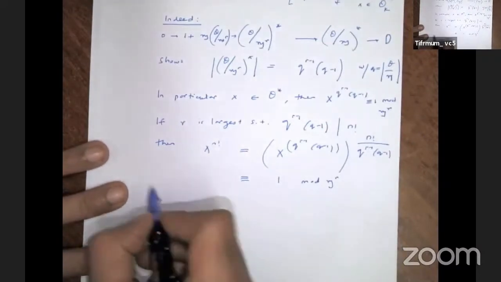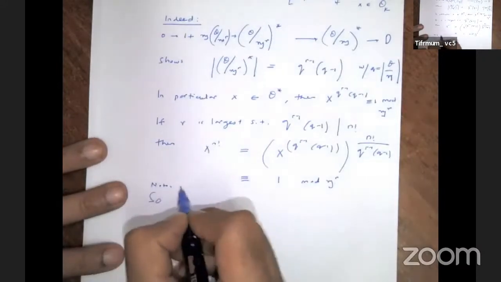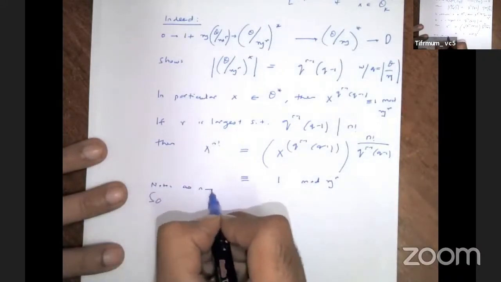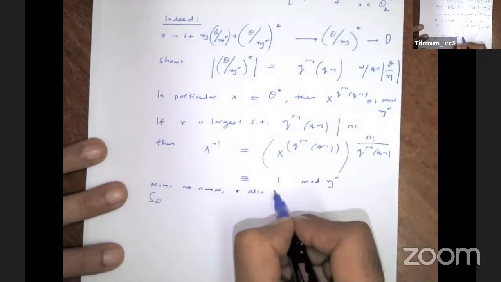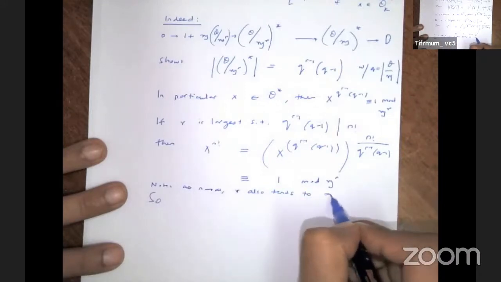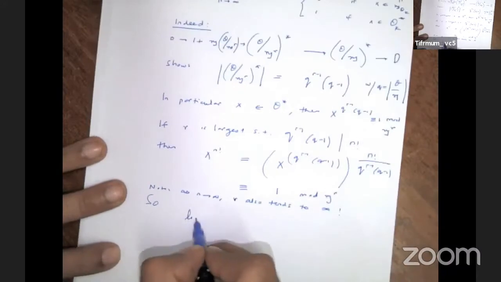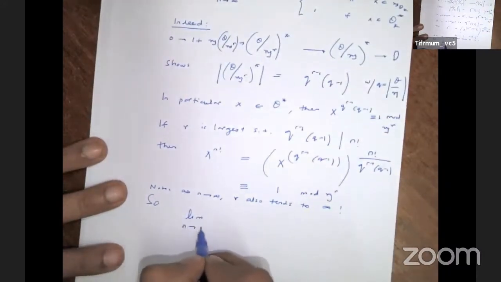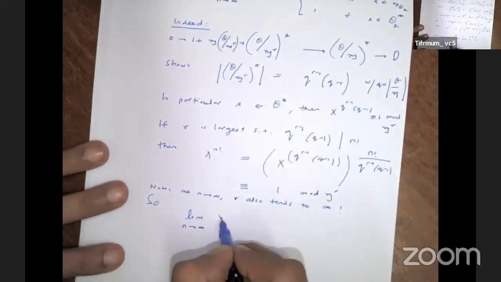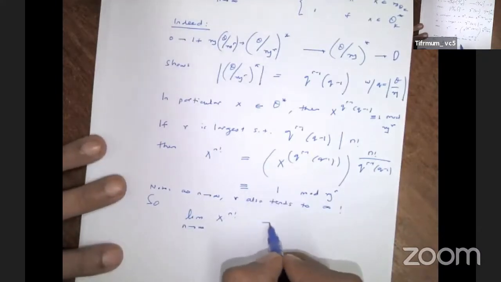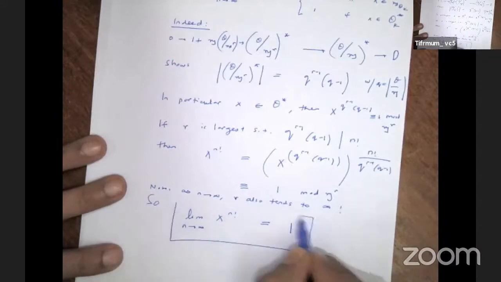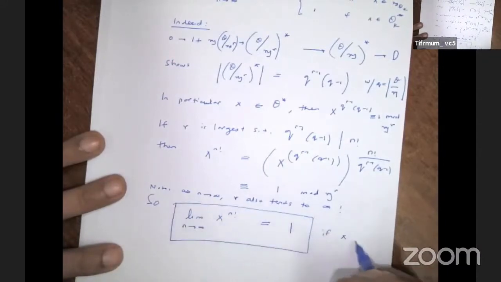So note, maybe I'll write one line. As n tends to infinity, r also tends to infinity. So the limit exists. And you can even compute the limit because it's always just 1 modulo m to the r. So the limit is in fact equal to 1. Maximal ideal.